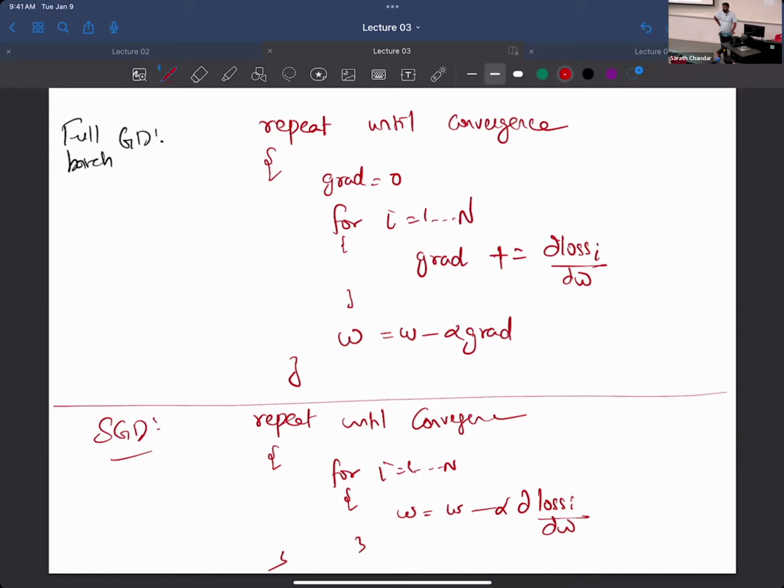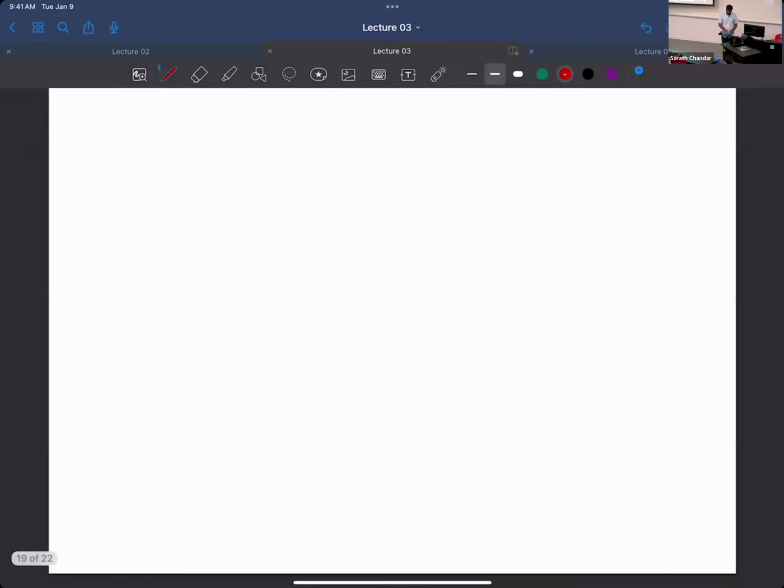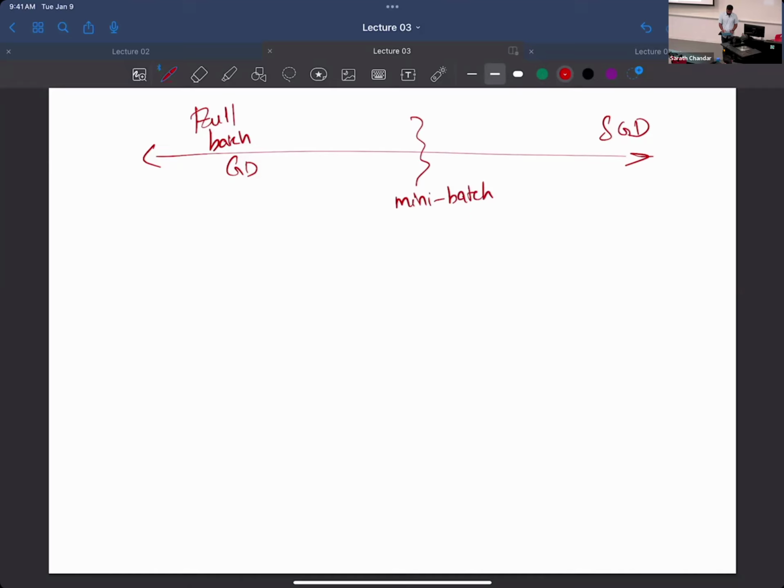Okay, so these are two extremes. In one extreme, we have full batch gradient descent, which goes through all the examples and computes the gradient, and after that computes the step, right? And in the other extreme, we have stochastic gradient descent, which sees one example and computes the gradient, right? Now you can actually do something in between. So we have full batch gradient descent, stochastic gradient descent, and we could do something in between. It is called mini batch gradient descent.